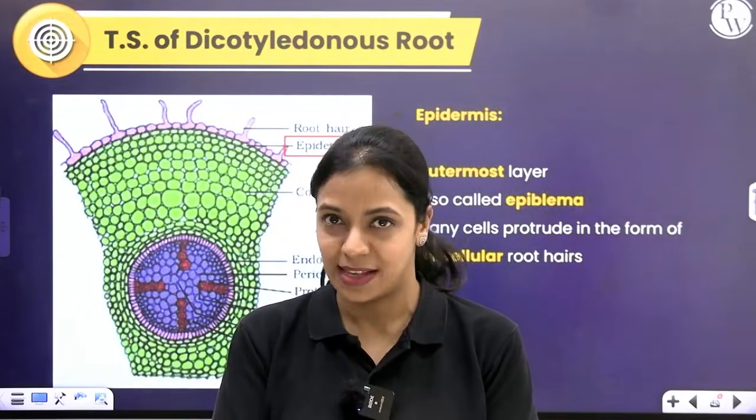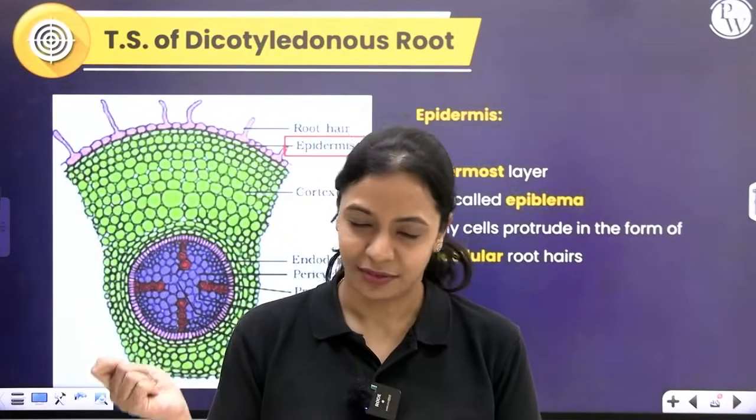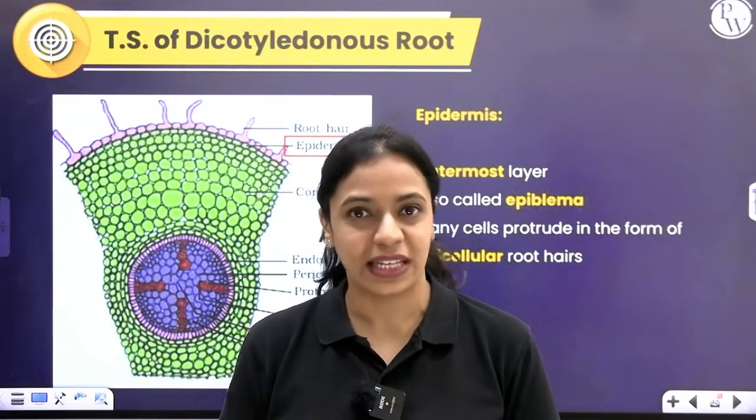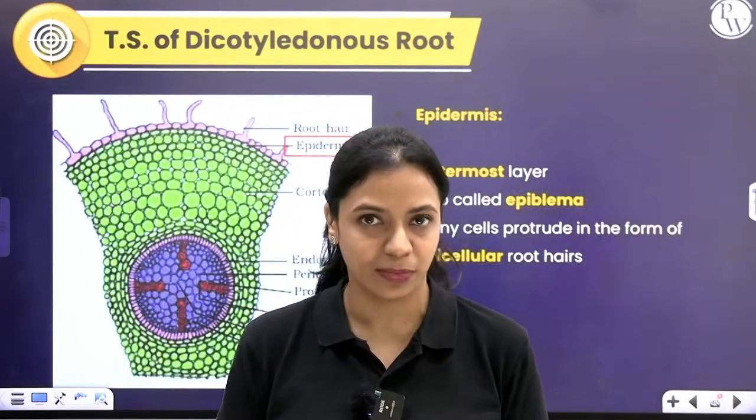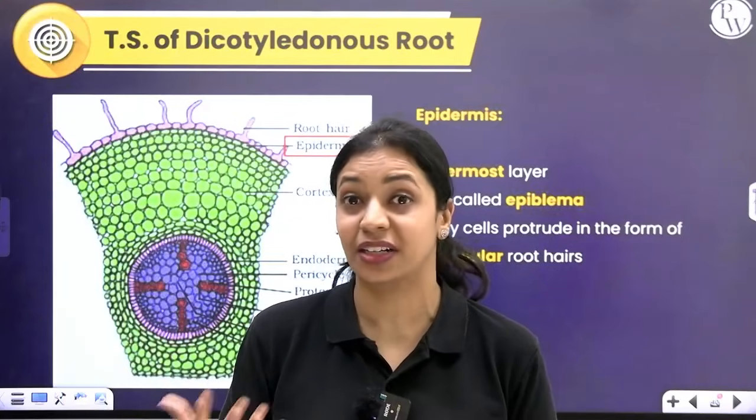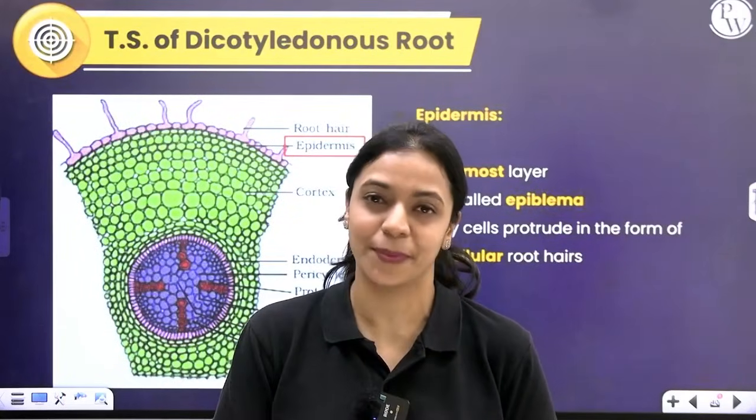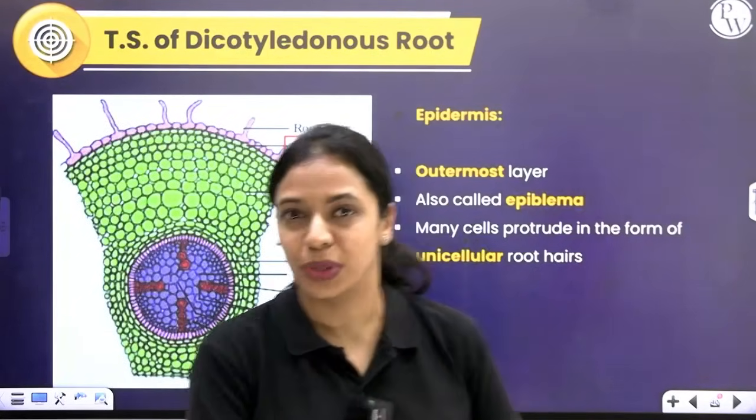So you will have to take sections. So we take very thin slices of the root, stem and leaves, put it on a slide, observe it under the microscope. We will observe all of these different types of tissues and how they are arranged, okay? Yeah, let's start off with the dicot root.